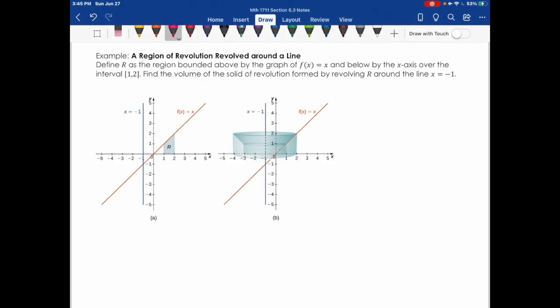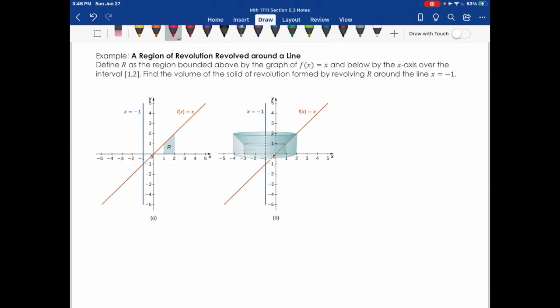Now we can also rotate the region around horizontal and vertical lines other than the x and the y axis. So in this next example, we're going to take a look at that. Now, in this example here, we're going to rotate around the y-axis, so we need to have everything in terms of x. So what we're going to have to do is adjust the radius for that shift.